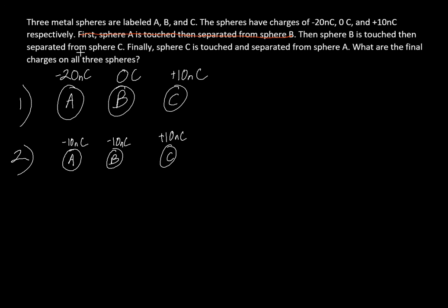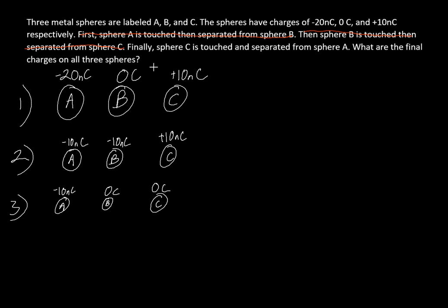Next, sphere B is touched and then separated from sphere C. So in this third situation, A is going to stay totally stationary, not changing at all, but B and C touch. Together, they've got a total charge of 0, which gets evenly split between them, which means that B is going to have a charge of 0 coulombs, and then C will have a charge of 0 coulombs. So there they are, touched and then separated.